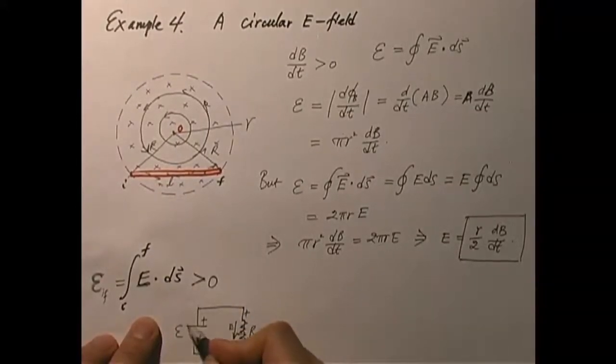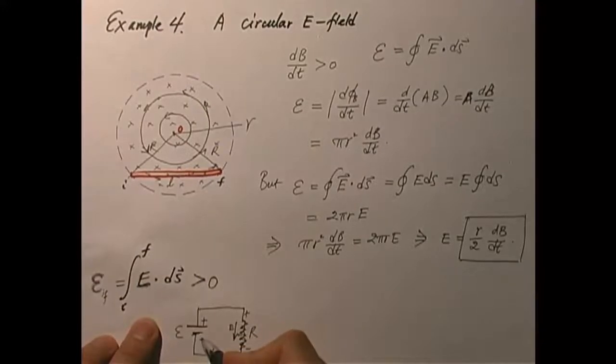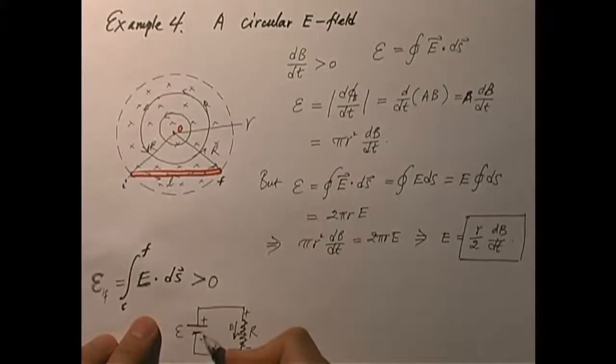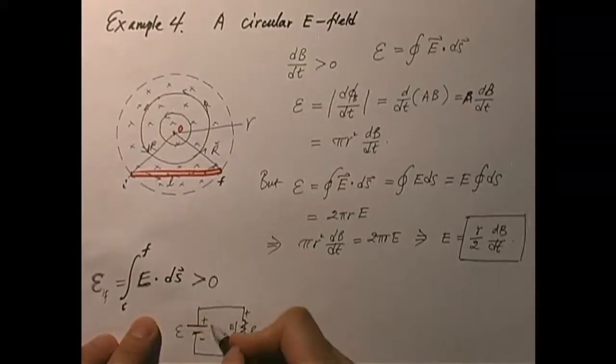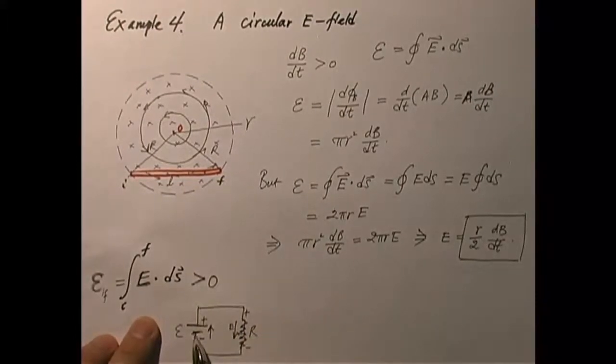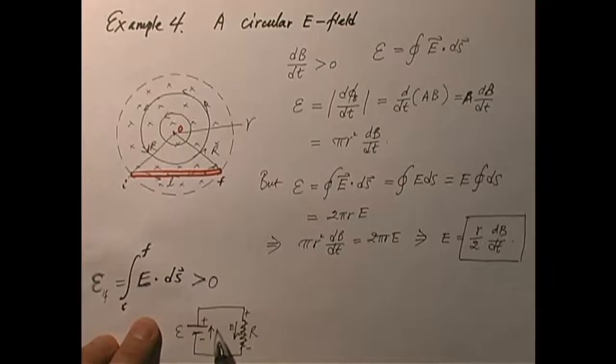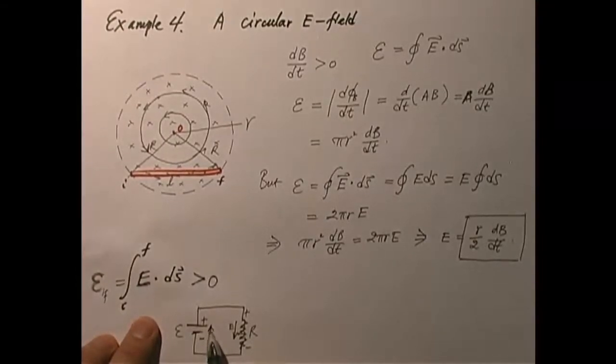But look at what happens inside this battery. Inside the battery, the electric field points this way. That's how you push a positive particle from here to there. But you see, inside the battery, the electric field points from negative to positive, from low potential to higher potential, instead of outside, where it points from higher to lower potential. You have to note that difference.